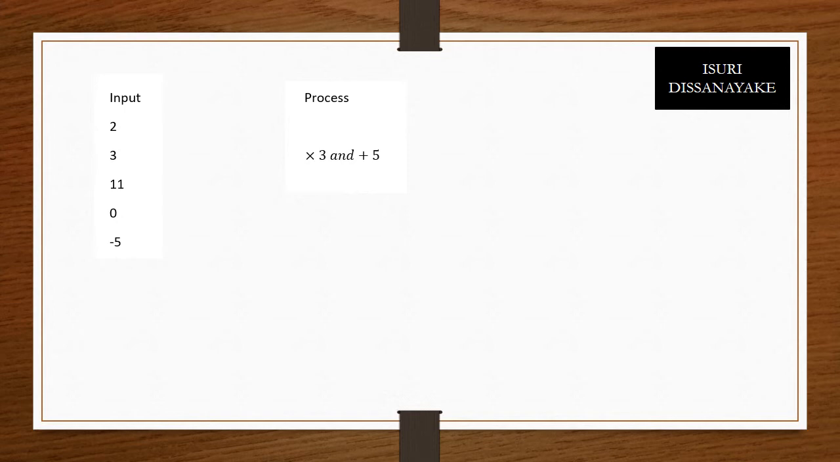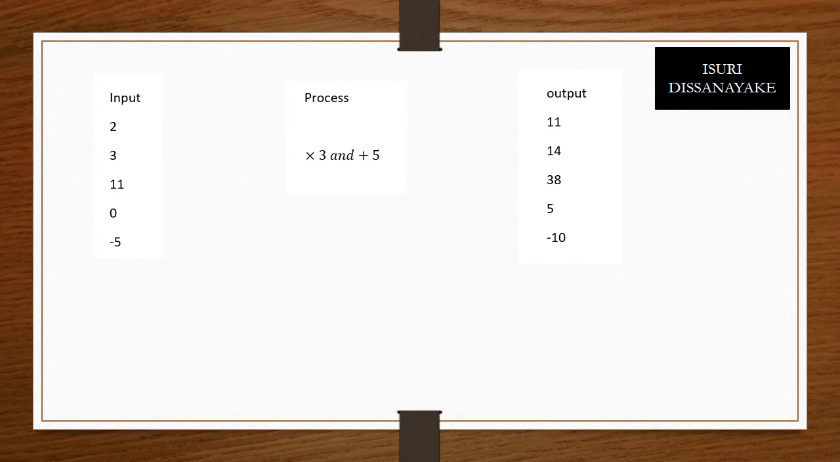So when I input 2, I multiply it by 3. 2 times 3 is 6. And when I add 5, it becomes 11. When I input 3, multiplied by 3, it's 9. Add 5, it's 14. I will input 11, multiplied by 3, so it's 33. Add 5, it becomes 38. I will input 0, multiplied by 3. Add 5, the answer is 5. When I input minus 5, I multiply it by 3. Add 5, I will get minus 10.